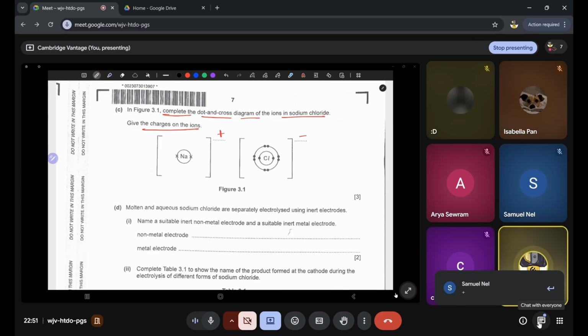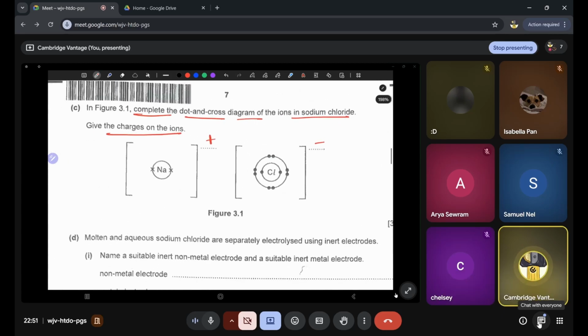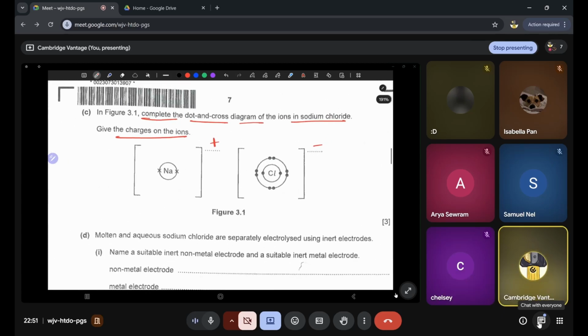But the thing is, are the dot and cross diagrams complete? Like for example, for sodium, if I write down the plus charge, is the dot and cross complete, or do I have to add anything? All right, what do I have to add? Yeah, you are correct. You have to add the full outer shell.